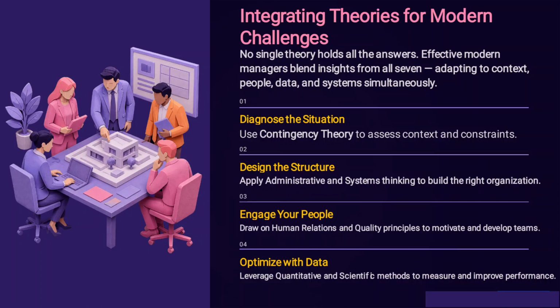The first step: diagnose the situation. Use contingency theory to assess context and constraints. The second step is design the structure: apply administrative and systems thinking to build the right organization. And the third principle or step is engage your people: draw on human relations and quality principles to motivate and develop the team. And the last one is optimize with data: leverage quantitative and scientific management to measure and improve performance.